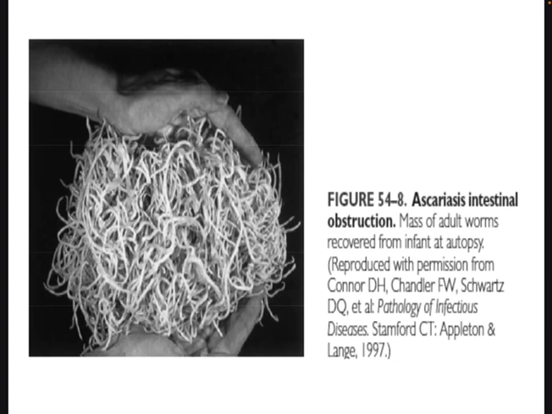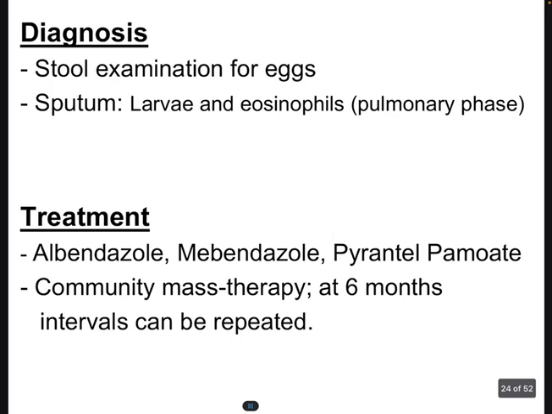Okay? That is why at the beginning I said they cause intestinal obstruction, anemia, ulcer, dysentery. Diagnosis is stool detection of eggs. In sputum, you can detect larvae and eosinophils. Why? During the pulmonary phase. The treatment is the same: albendazole, mebendazole, pyrantel pamoate. Community mass therapy at 6 month intervals can be repeated. If the community is infected with Ascaris, you can treat the whole community, and repeat the treatment in 6 months in order to eradicate the worm.